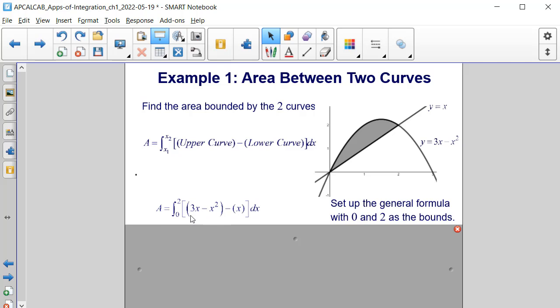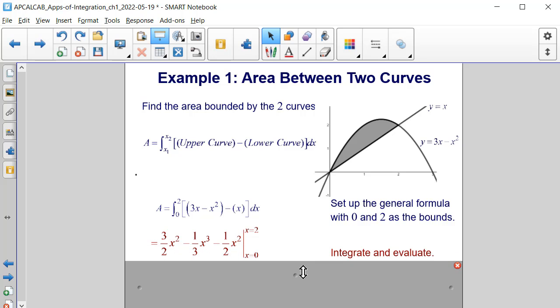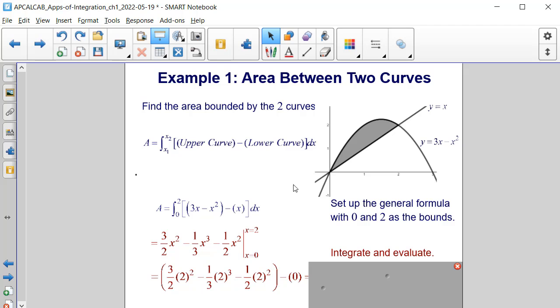And this is pretty straightforward because we're using the power rule here. So we're going to have 3/2 times x squared minus 1/3 x cubed minus 1/2 x squared. And we're going to evaluate that from 0 to 2. So if we substitute 2 in for each of these x values, we'll have 3/2 times 2 squared minus 1/3 times 2 to the third minus 1/2 times 2 squared. And then from that, we're going to subtract this expression evaluated at 0, which is 0.